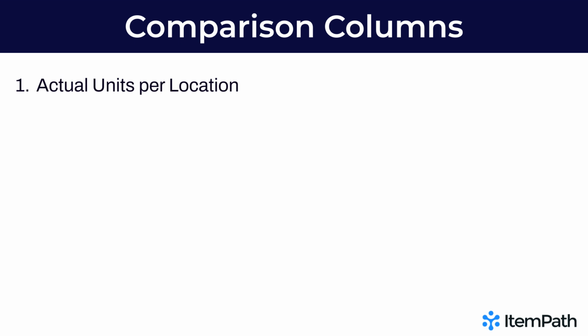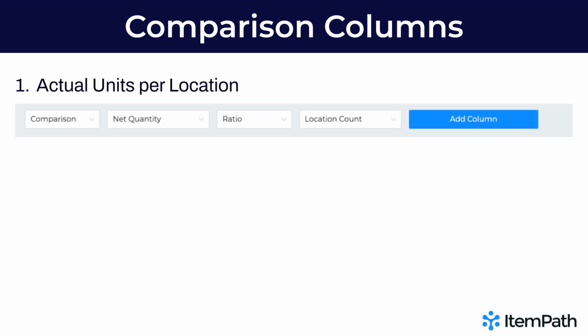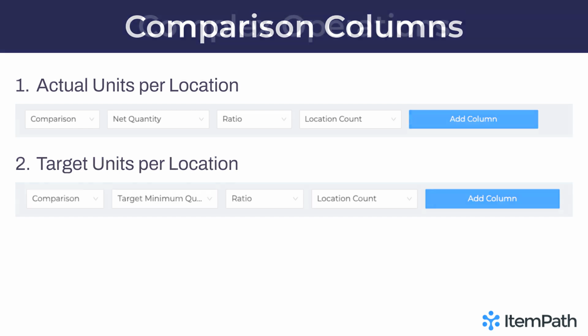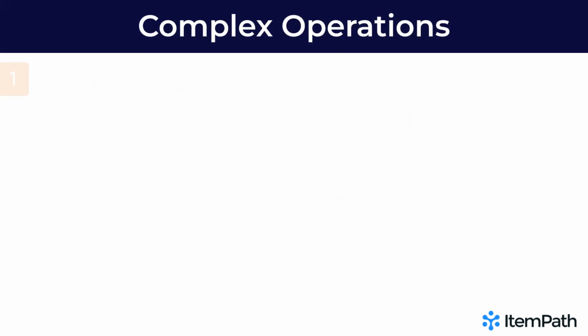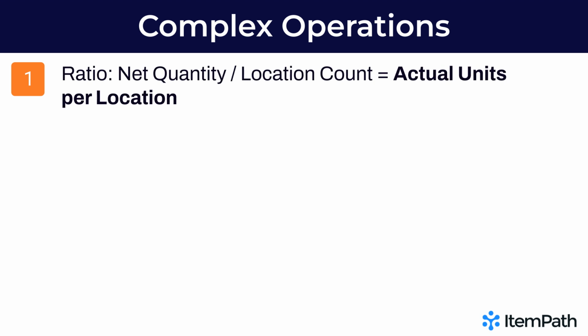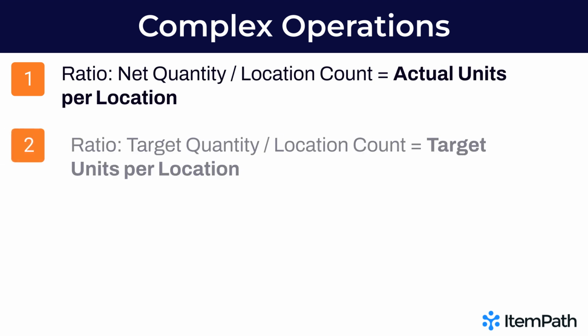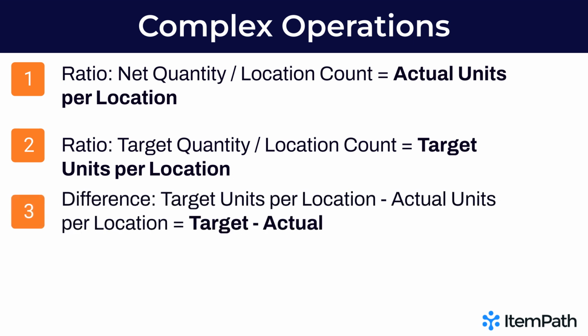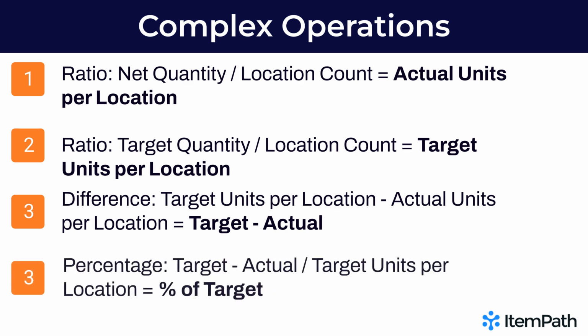First, we'll calculate a ratio of actual units per location. In other words, the total materials divided by the number of locations. Next, we'll calculate a ratio of target units per location. The target minimum quantity divided by the number of locations. We can now leverage those comparison columns as the basis for more comparisons. By building them from the ground up, you can create advanced formulas to track the exact operational metrics your team needs.